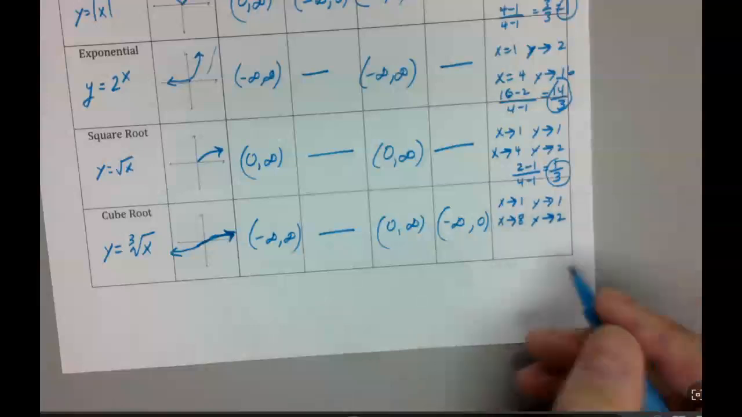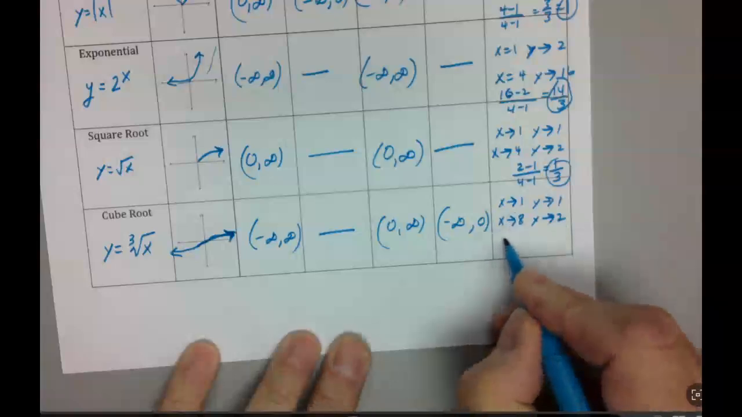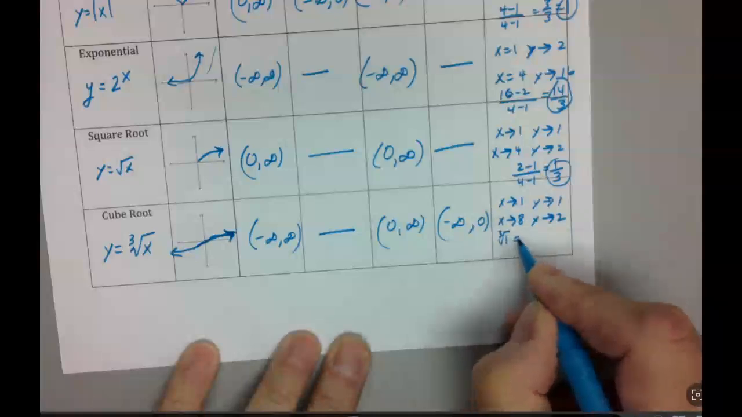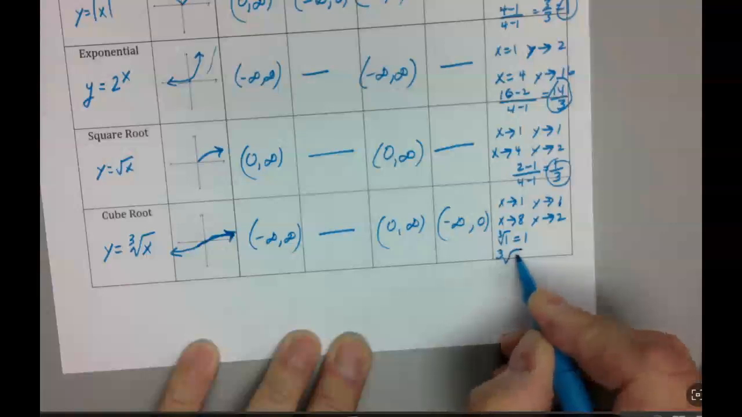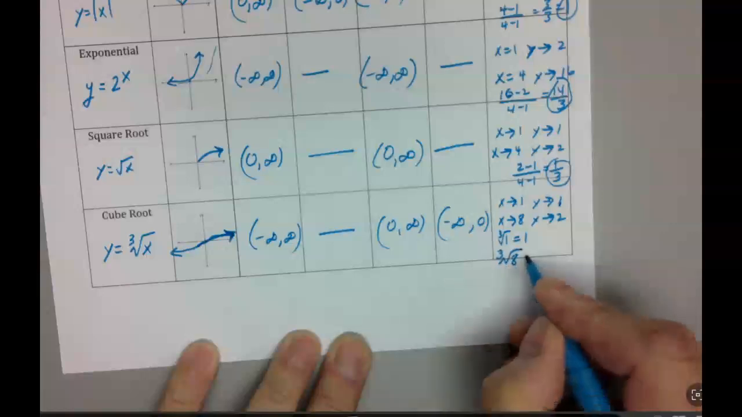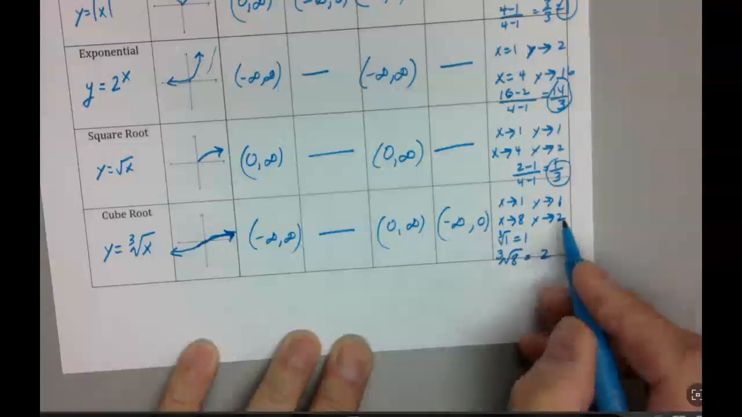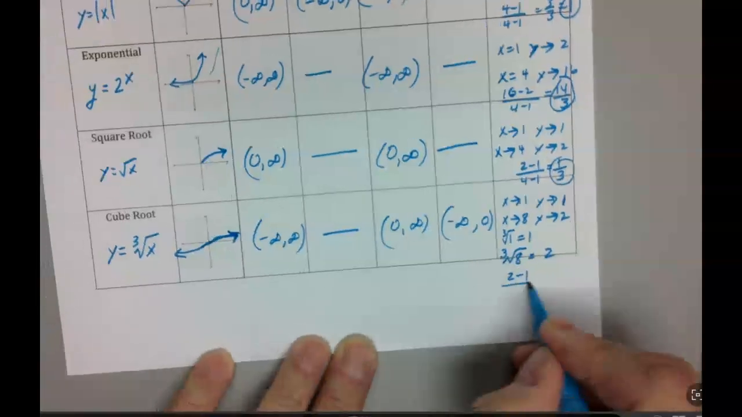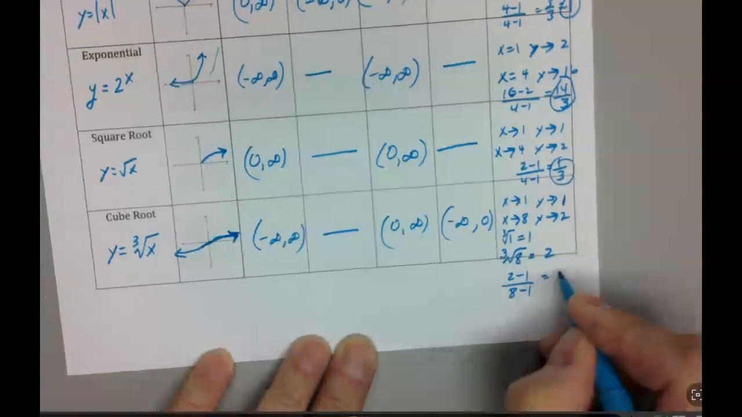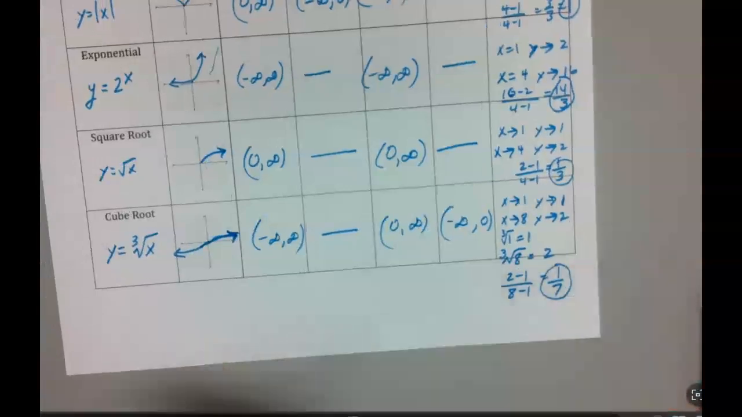So let me show you how you get that. I put in 1 for x. So the cube root of 1 is 1. So that's how I get 1 for y. For 8, the cube root of 8 is 2. That's how I get y is 2. So now let's find the rate of change, 2 minus 1 over 8 minus 1. So that gives me 1/7. And there's my average rate of change for a cube root.